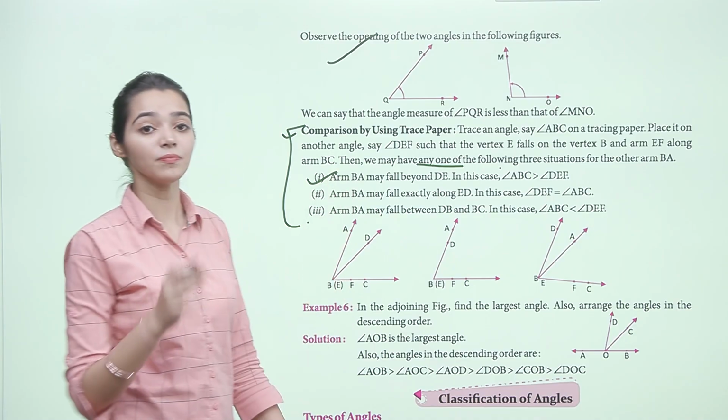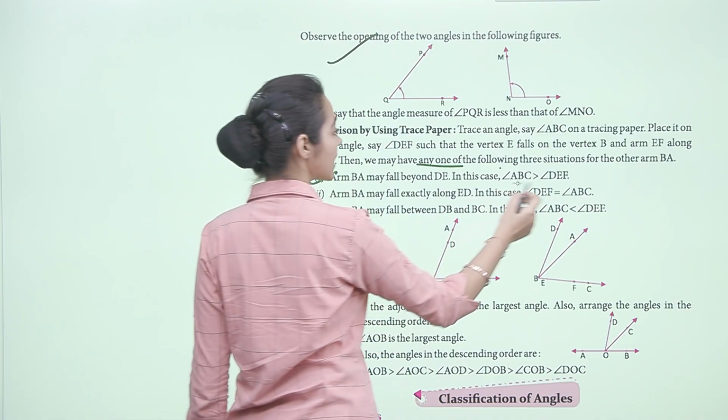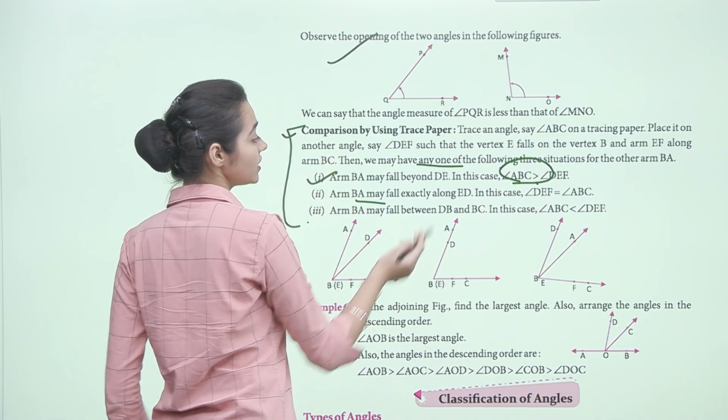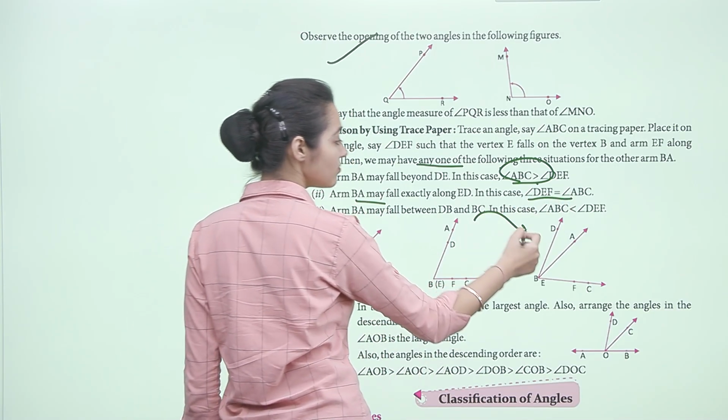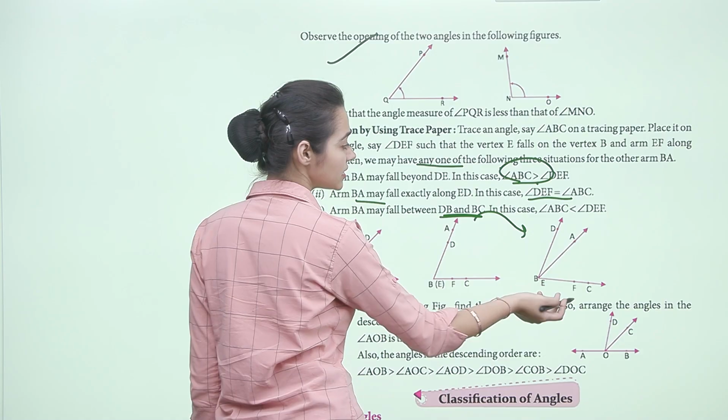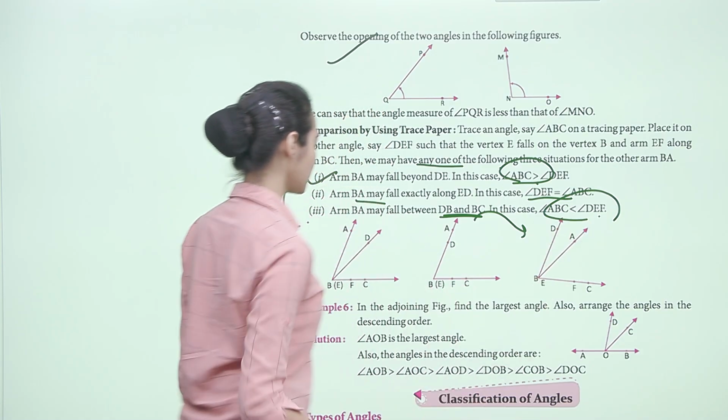The first case is when arm BA falls beyond D, which means angle ABC is greater. If it falls exactly on AD, that means both the angles are equal, and if arm BA falls between DB and BC, that means angle DEF is greater.